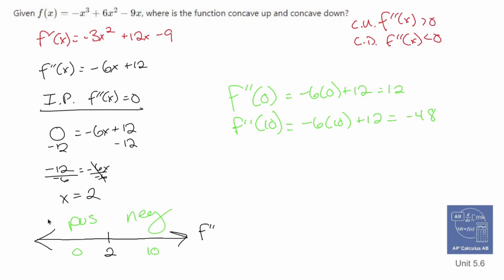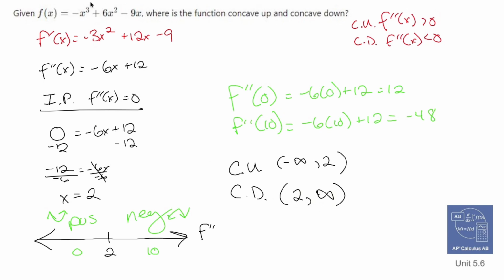So if your second derivative is positive, that means you are concave up. If your second derivative is negative, that means you're concave down. So we could say that we are concave up on the interval negative infinity to 2, and we can say that we're concave down on the interval 2 to infinity.